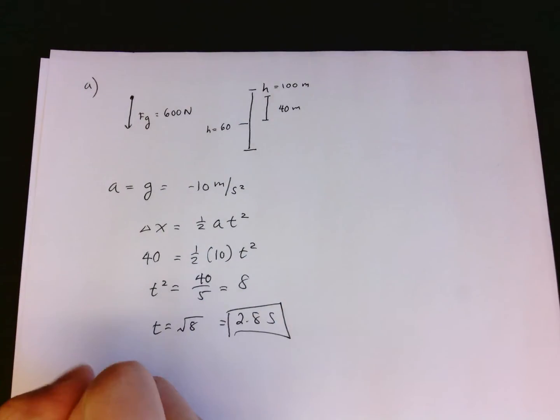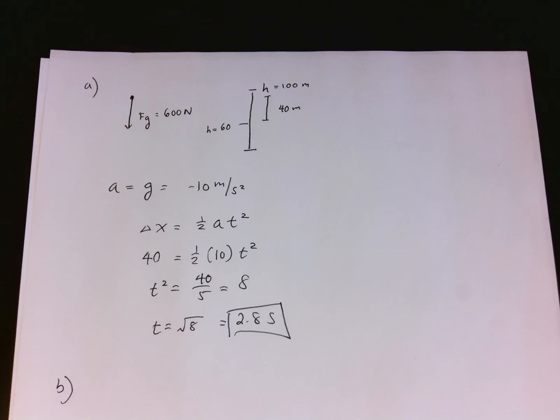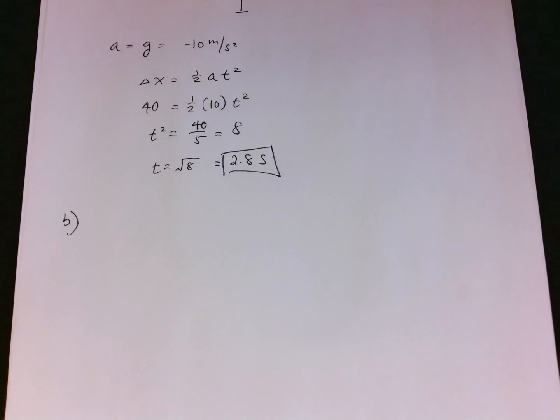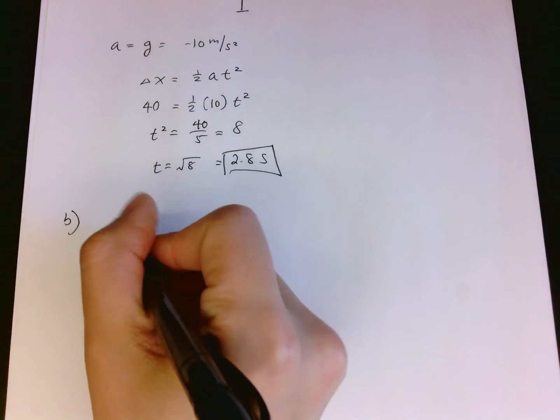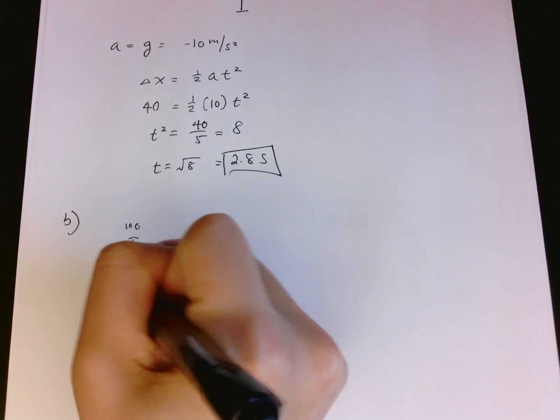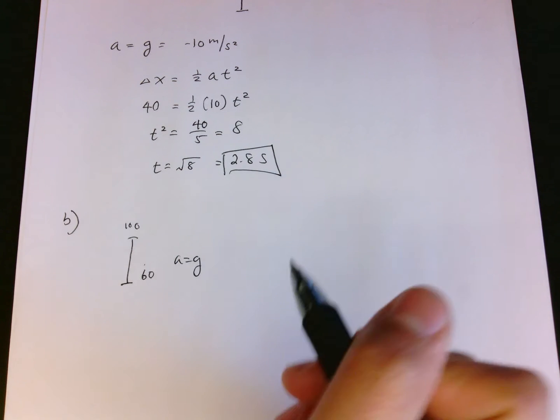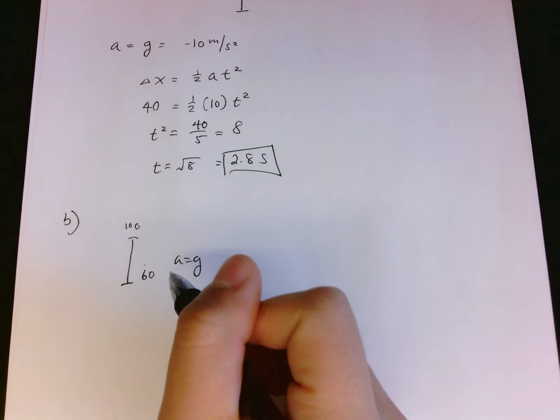Now we're moving on to part B, which is how long it will take Ben to reach the bottom of his drop. Since we know the acceleration from 100 to 60 meters is a equals g, we can calculate what his velocity will be at this point.